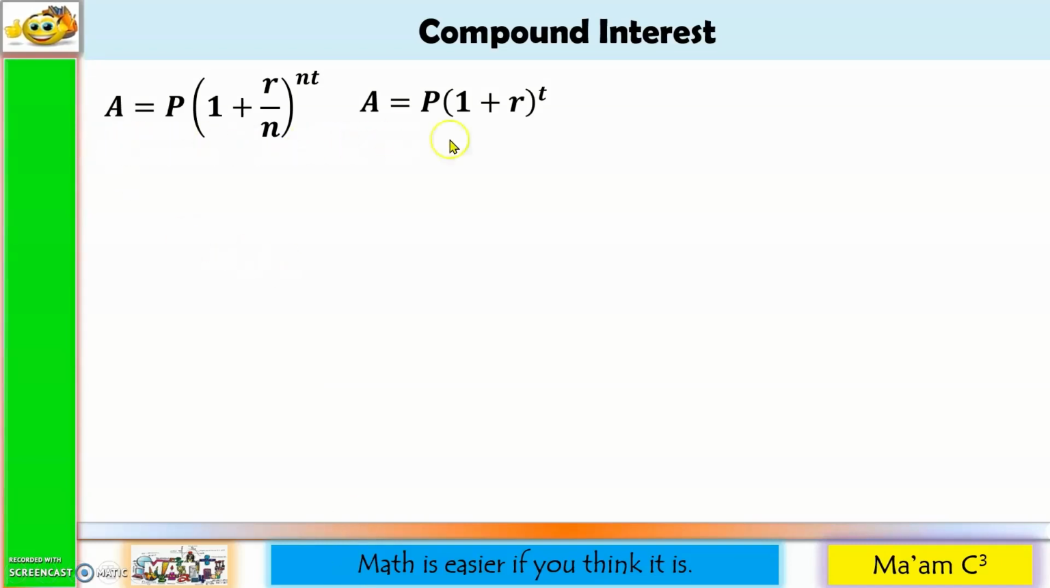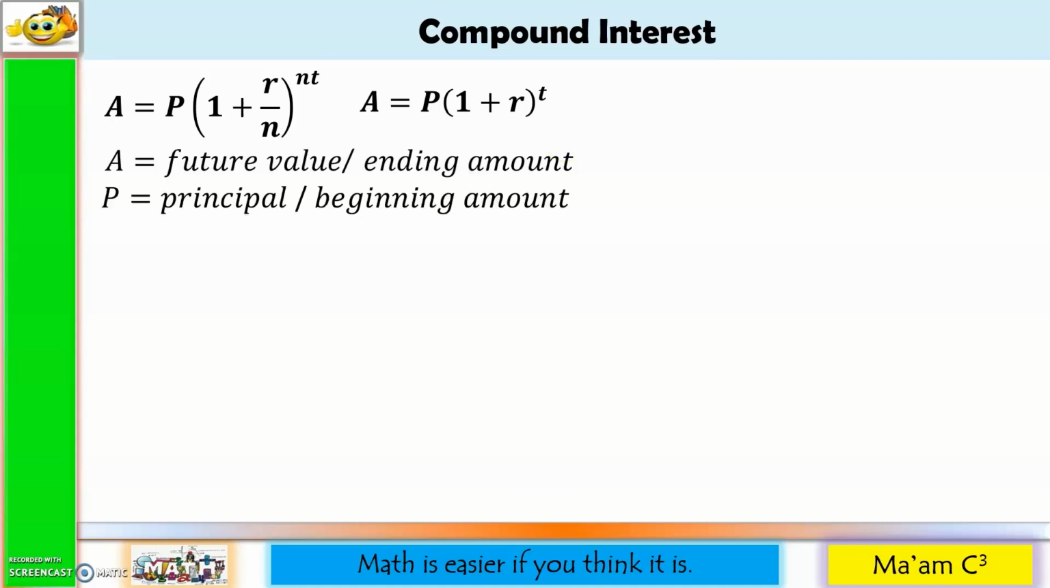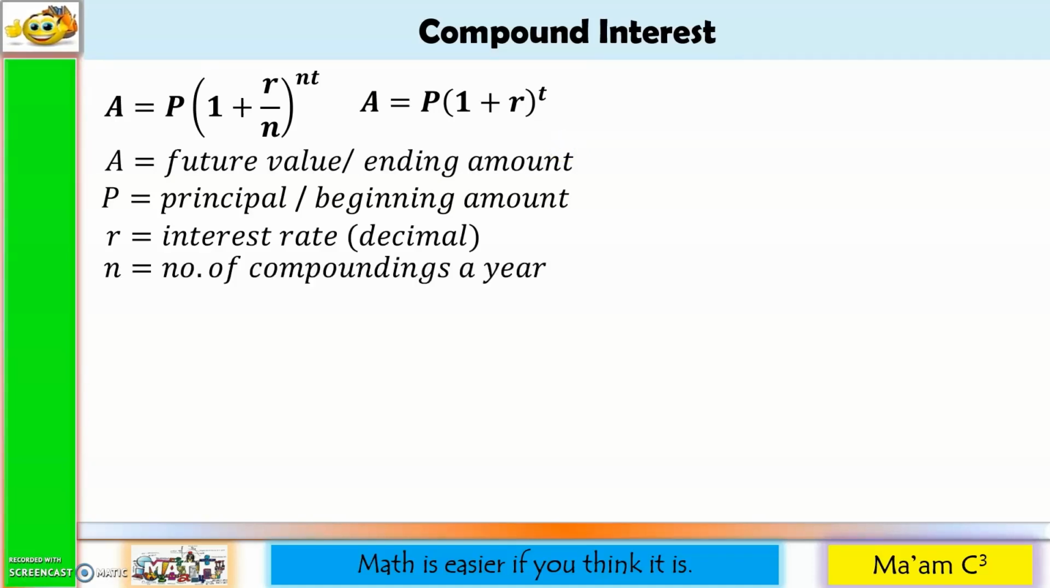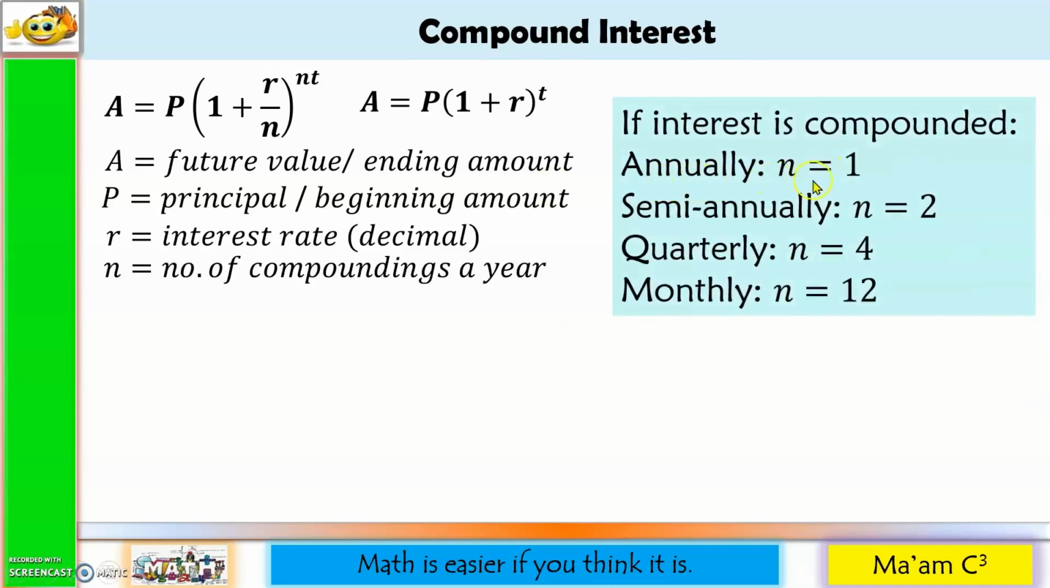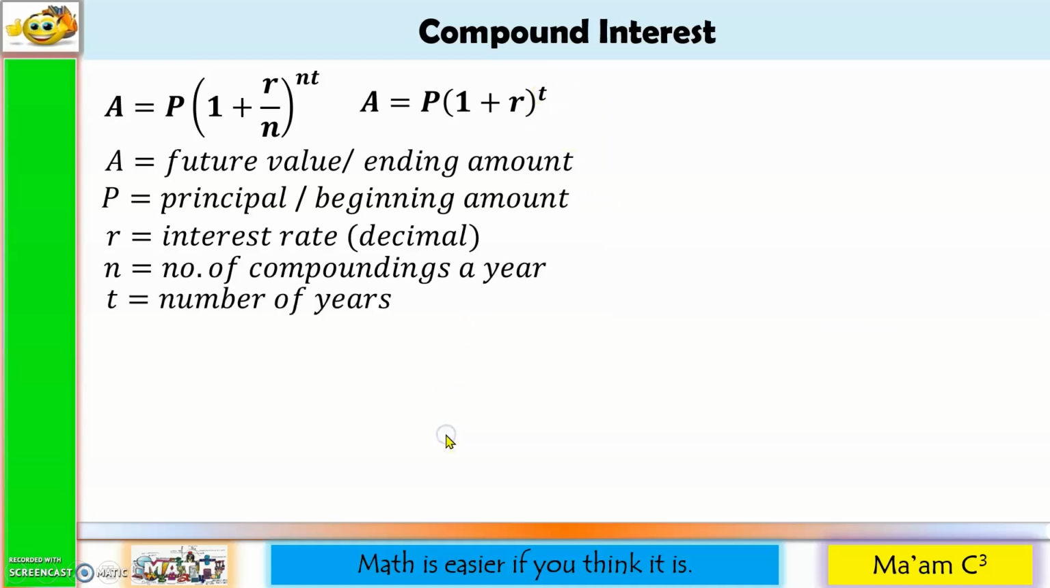Another application of logarithm is in compound interest. I hope you still remember these formulas from our lesson solving real-life problems involving exponential expressions. So A here is the future or the ending amount. P is the principal or beginning amount. R is the interest rate, should be given in decimal. N is the number of compoundings a year. We have several compoundings a year. If it is annually, N is equal to 1. Semi-annually, N is equal to 2. Quarterly, N is equal to 4. And monthly, N is equal to 12. Sometimes there is daily or weekly. And T here is the number of years.